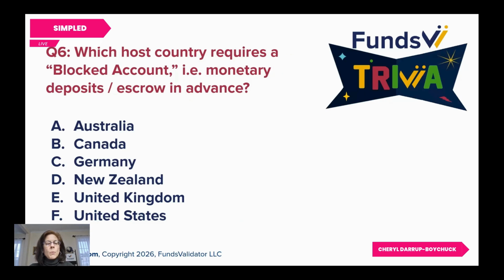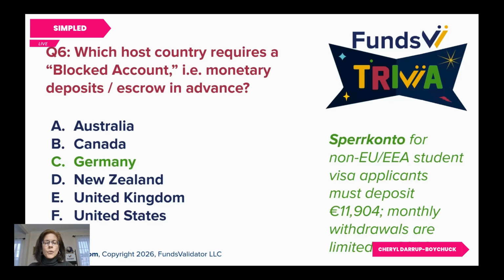So which host country requires a blocked account, namely money deposited in advance and held in sort of an escrow account? Germany. For several years, Sperrkonto has been in place to cover basic living expenses like rent, utilities, food, groceries, and health insurance. This year's figures for non-EU student visa applicants: €11,094, where monthly withdrawals are limited to €992. If I were a gambling girl, I'd say there's a distinct possibility that other host countries are considering a similar approach. Who knows?